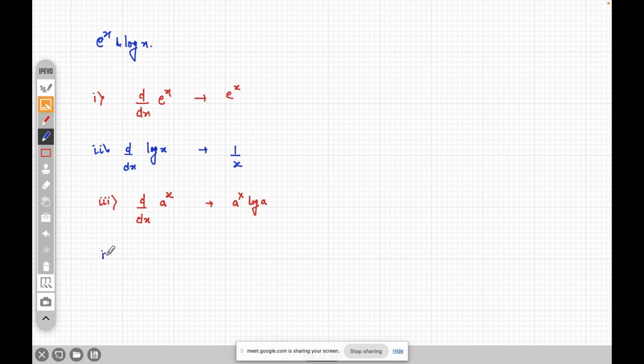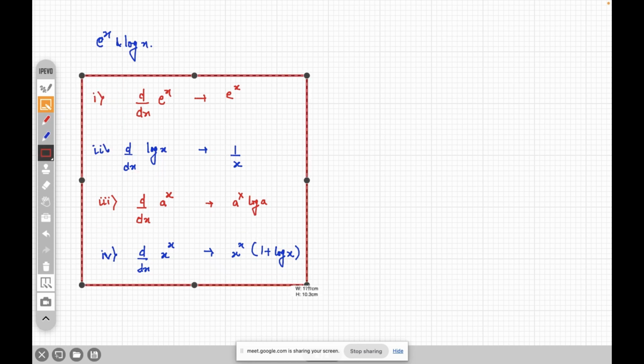Fourth. Clear? D by dx of variable to the power variable. The answer is variable to the power variable bracket 1 plus log x. ठीक है? Sure.